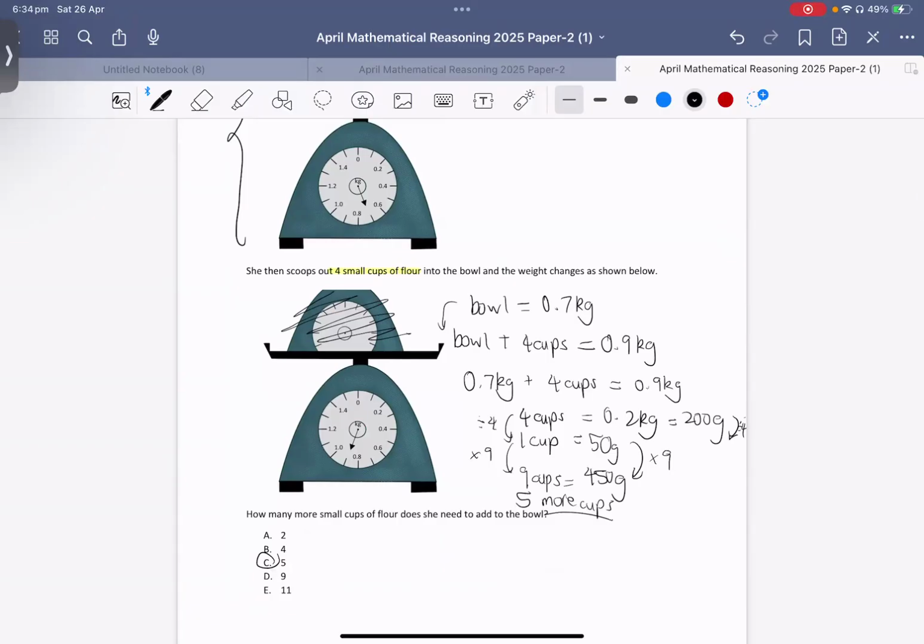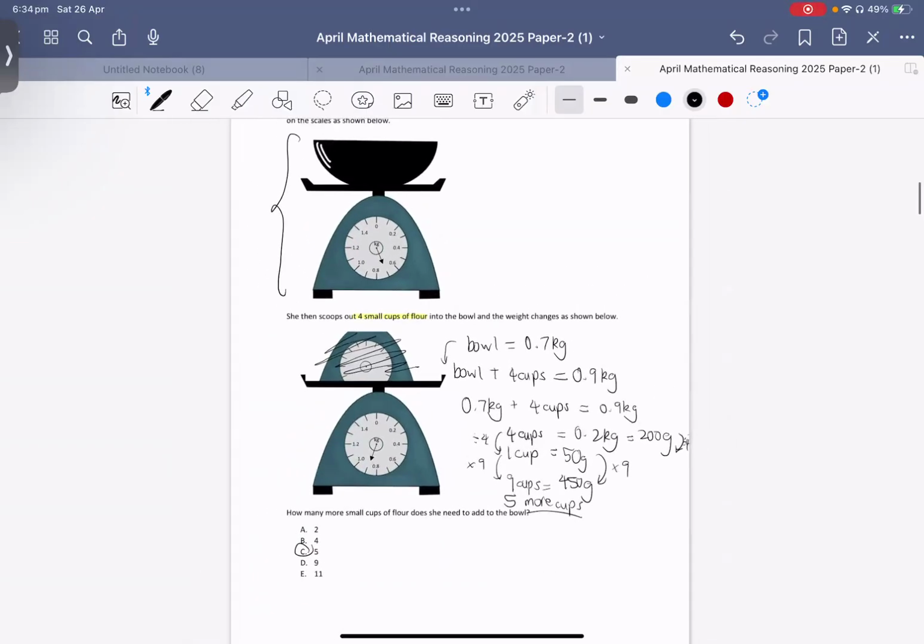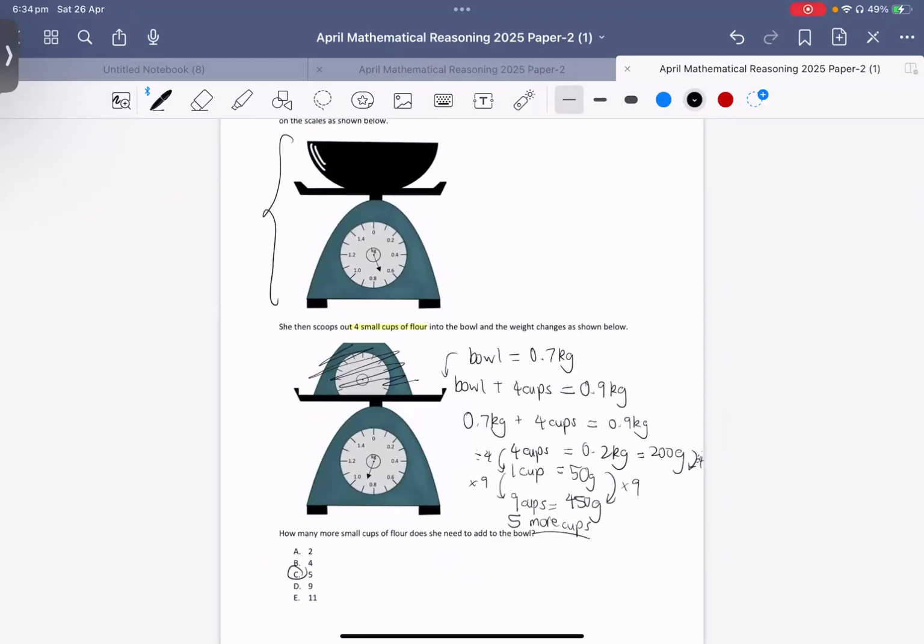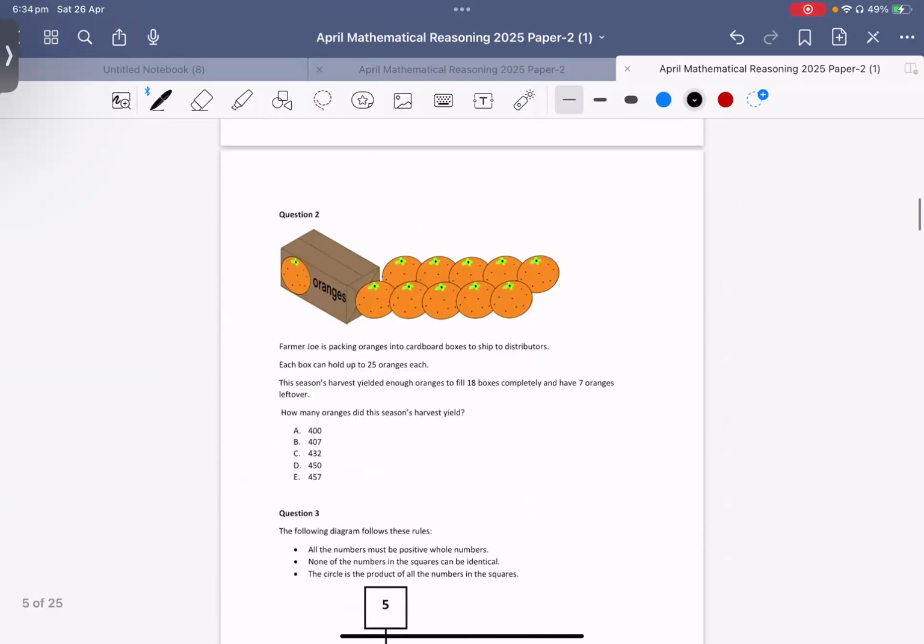Hopefully that one makes sense. So a recap of this one, really, you just needed to make sure you substitute it from working out how much the bowl weighed into this equation here. And then you need to solve for how much a cup weighs. Know that we need 450 grams, which is 9 cups, and we just need 5 more since we've already put 4 in. Okay. Now, question two.